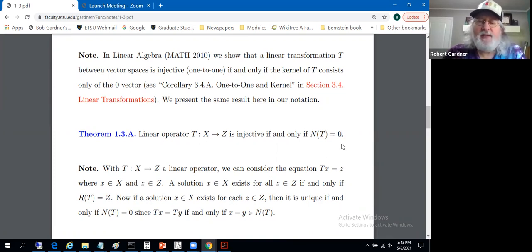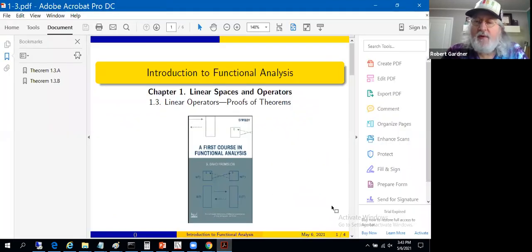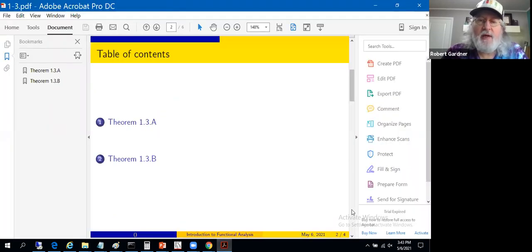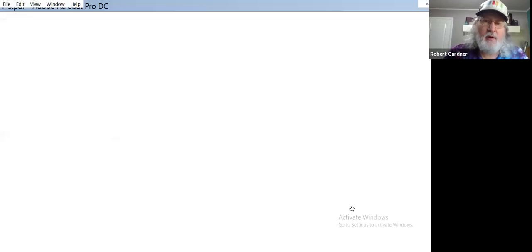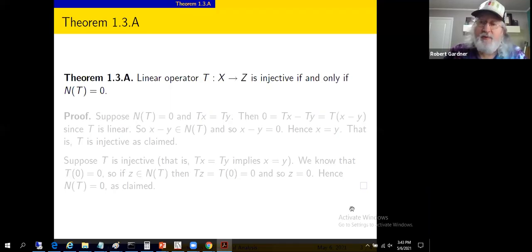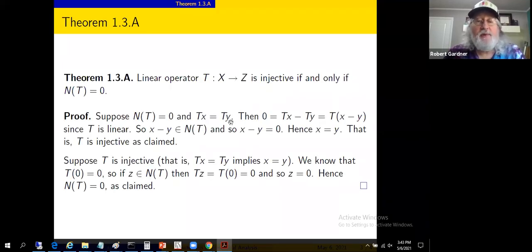But strictly speaking, 0 here represents 3 possible things: the 0 vector in X, the 0 vector in Z, and the 0 scalar. But we can figure it out from the context. Let's look at a proof of that. It's straightforward. So we'll go to the online notes that contain proofs and a handful of examples.